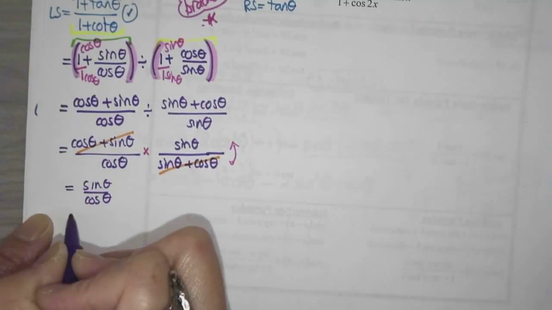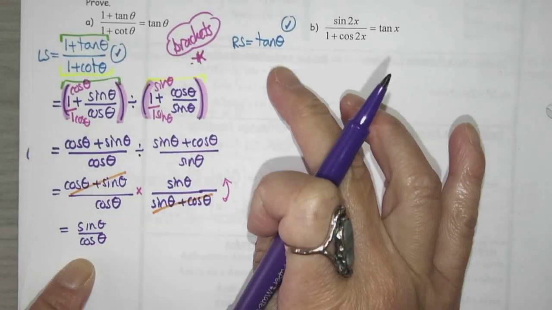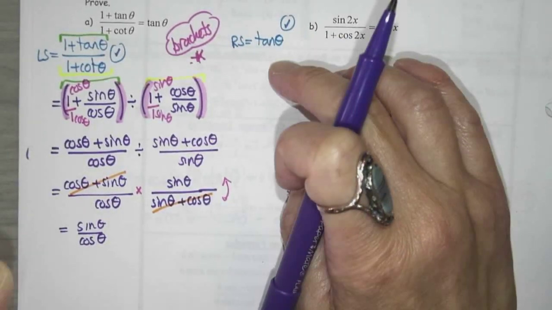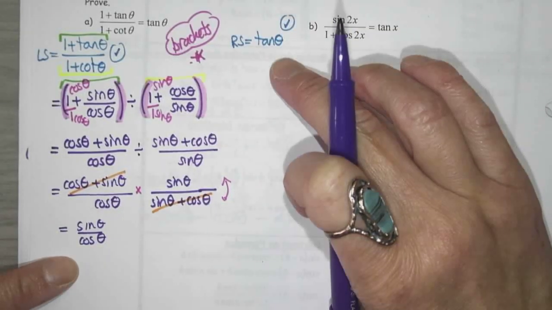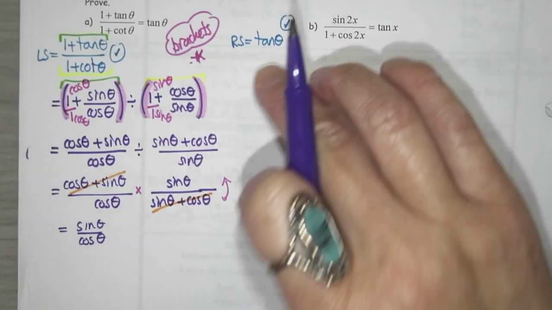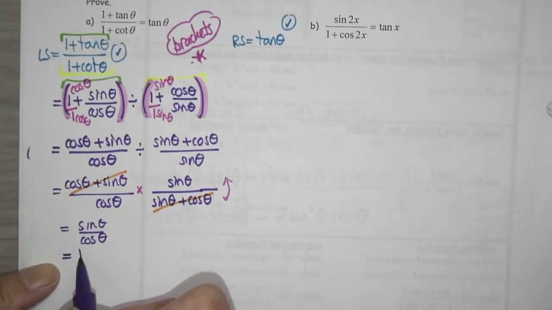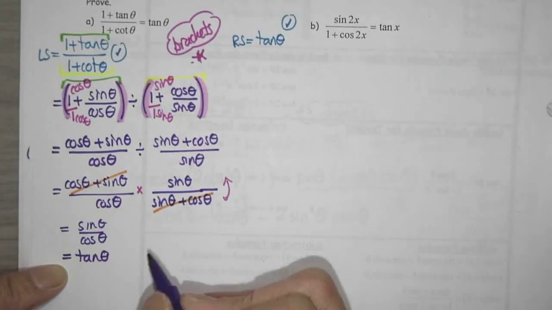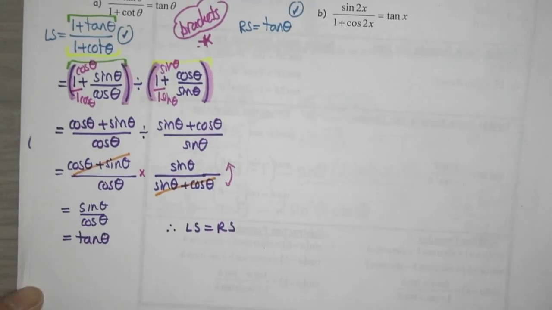Sine over cos is, I want you to stop when the left side and the right side are equal. So either change this one to sine over cos or change this one to tan. But I need you to stop when both of them are identical. Not when they're close, they're really, really close, but totally identical. So either switch this one to tan, or I could have switched this one to sine over cos. And then you go, therefore, left side equals right side, and you've proven what you needed to prove.